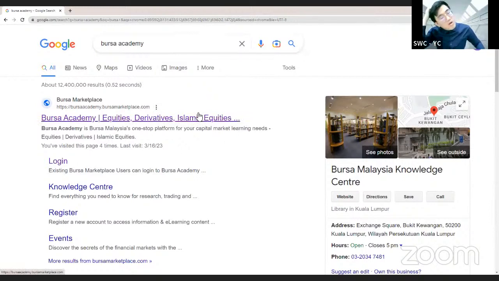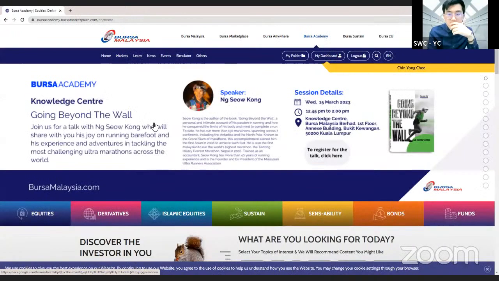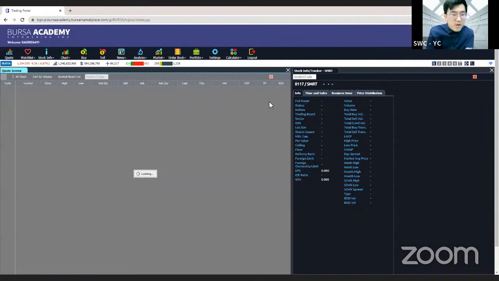This one I will show you all some of the important parts of a trading platform's functions. So you search Bursa Academy, then you go inside and log in. Because for me, I have already logged in. After you log in, you go to simulator, then you go to the equity simulator part. Okay, then you log in.